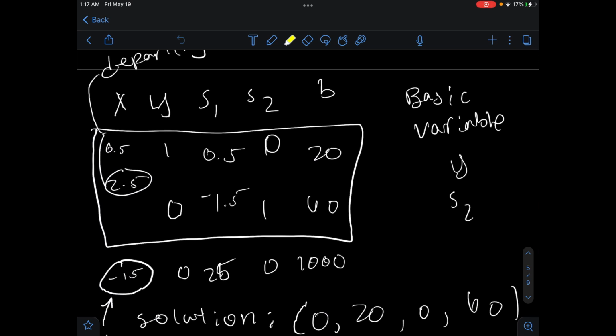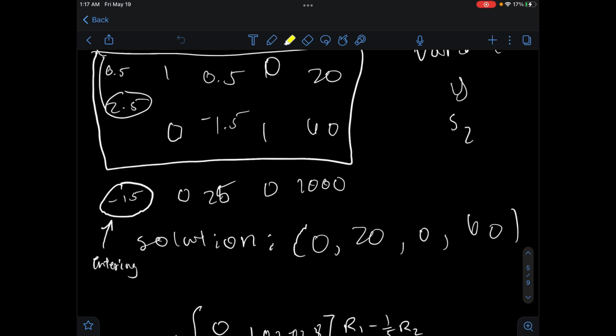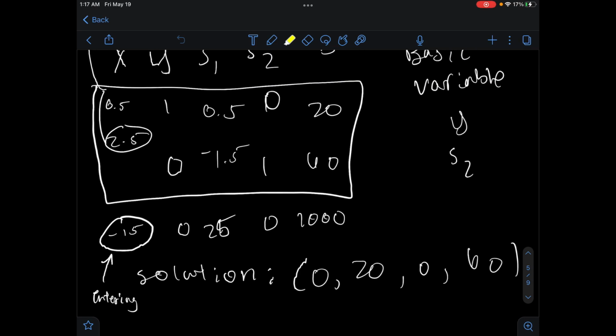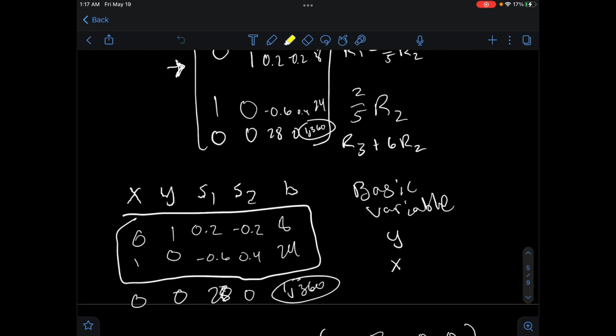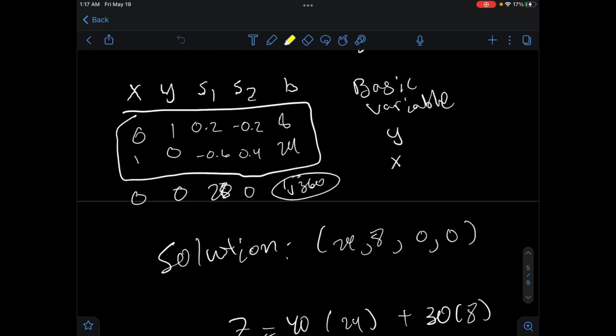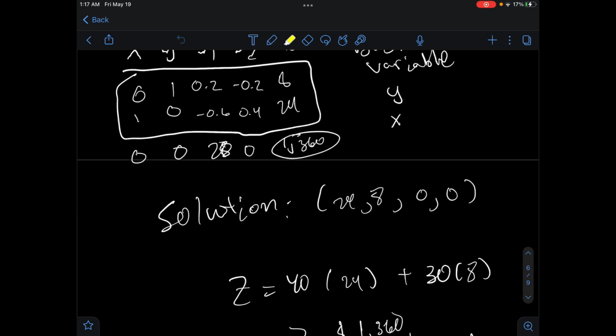So simply doing elementary matrix operations, we're able to get a new simplex tableau, and now we still need to get the negative 15 out of there. So negative 15, or x, is our entering variable with s2 being our departing variable. We repeat the same process, and we're able to get $1,360 as our maximized revenue with y equal to 8 cakes and x equal to 24 muffins.